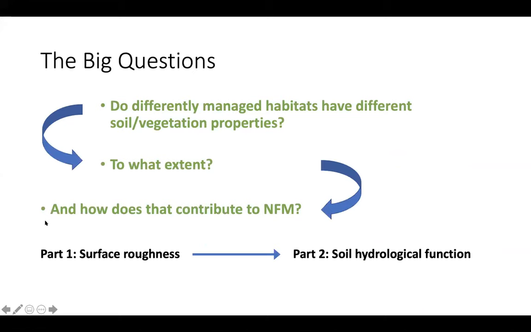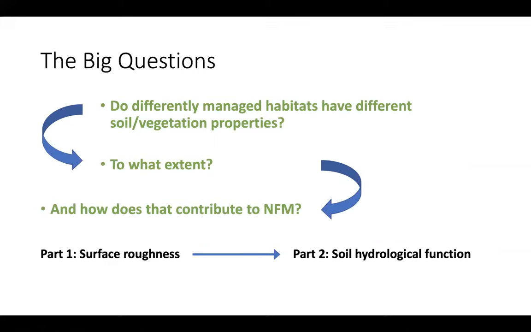So from this, I've identified three major questions as part of my PhD, which are: do differently managed habitats have different soil vegetation properties? Absolutely, yes, they do. But to what extent? How are they different? And then how does that contribute to NFM?